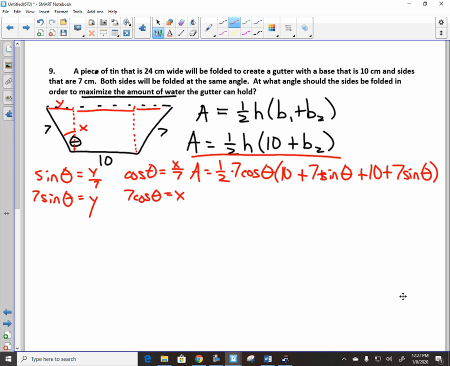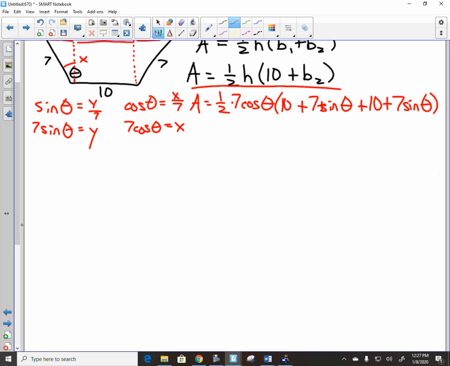Did we get rid of the two variables? What is now the variable that we have? It's theta. So my expression, area equals 1/2 times 7 cosine of theta. If I combine like terms, what do I get? 20 plus 14 sine of theta. Good.